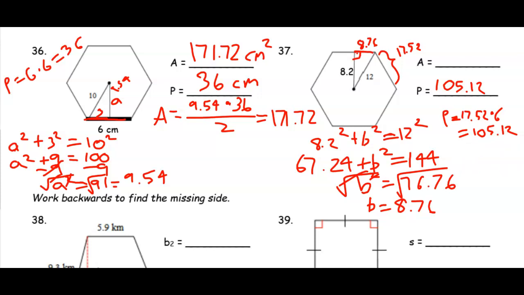Once again. So area equals 8.2 times 105.12 divided by 2. Gives me 430.992. So 430.99.